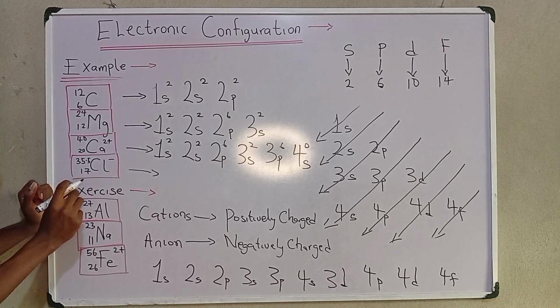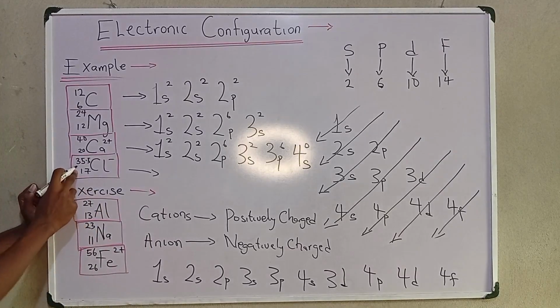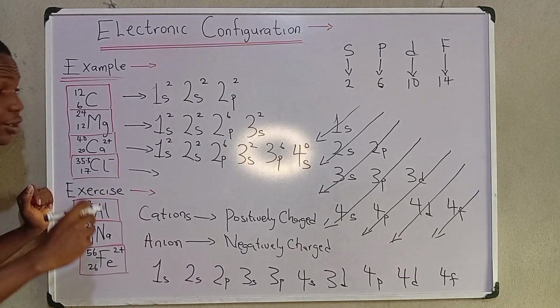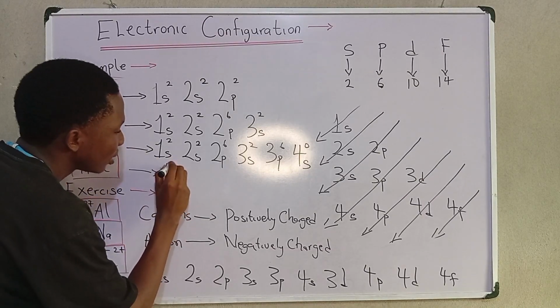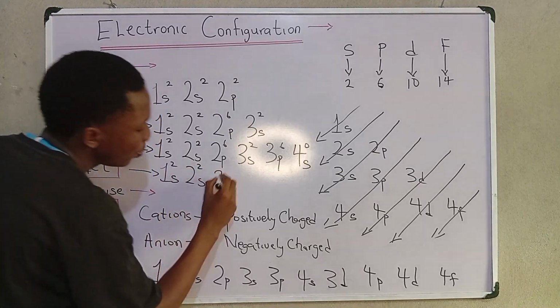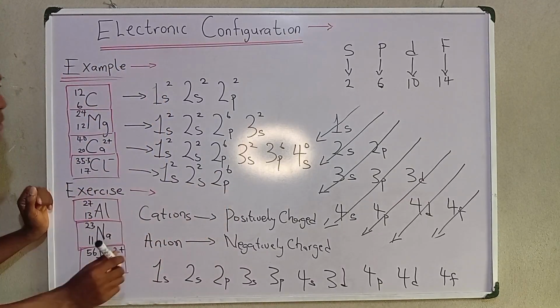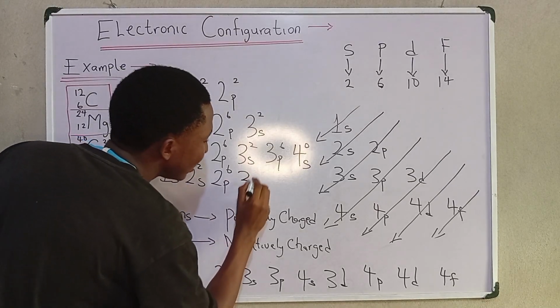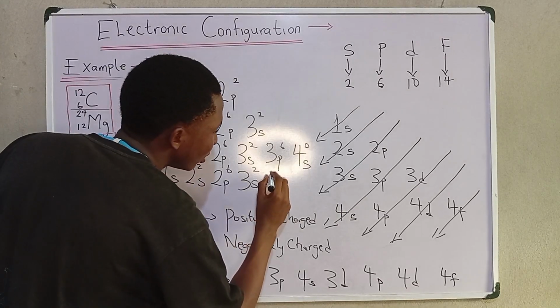Okay, what do we do now? Let's write the normal configuration. Now we have 17 electrons, so we are going for 17 electrons, right? So now let's write the normal one. 1s, 2 electrons, 2s, 2 electrons, right? 2p, 6. We already have 10, remaining 7. So now the next thing is what? 3s2 is still remaining.